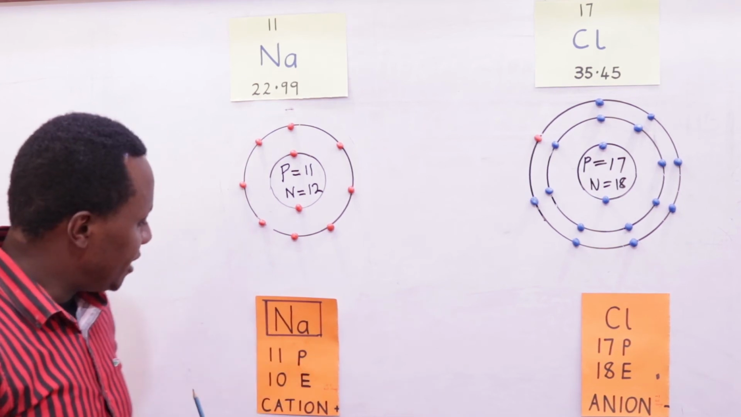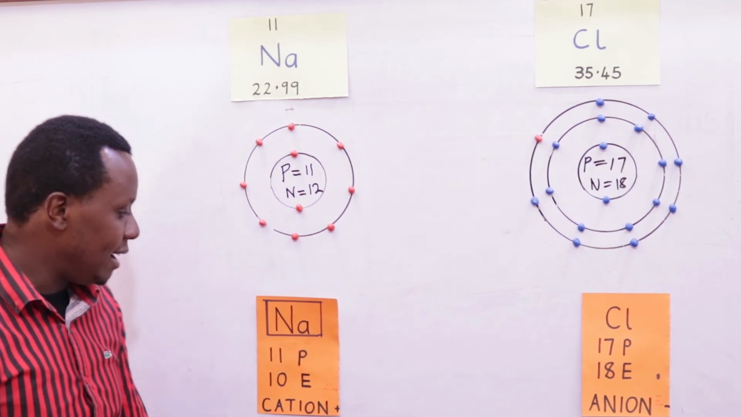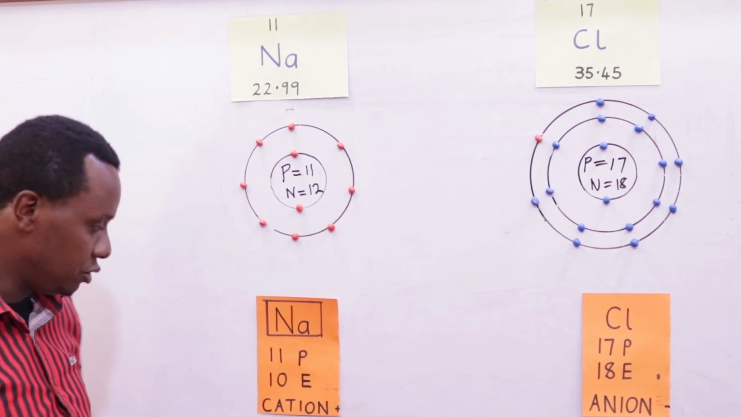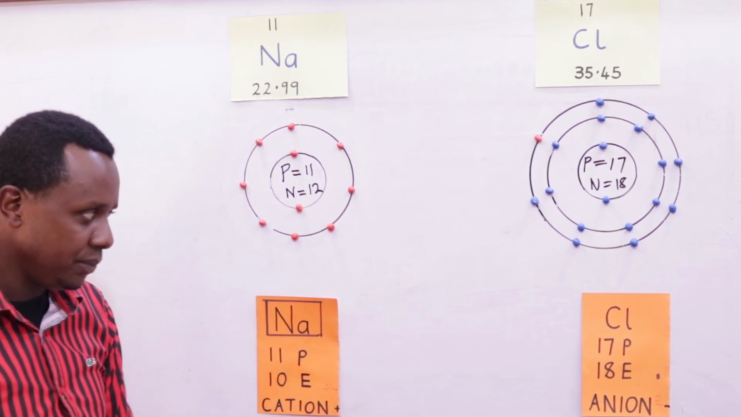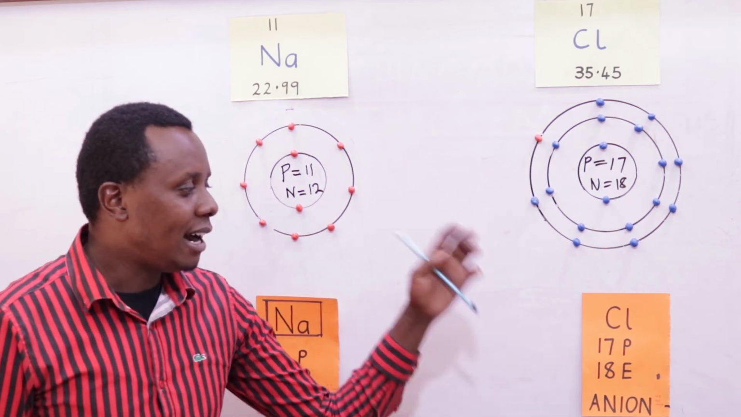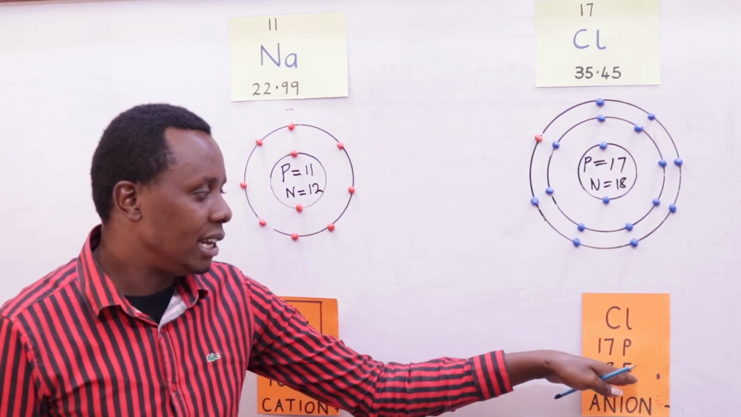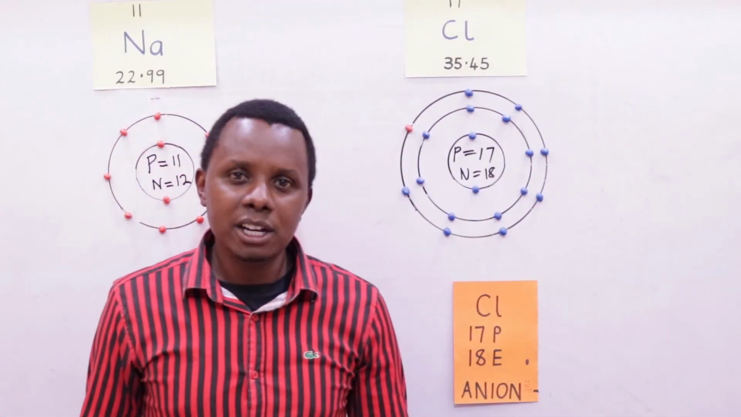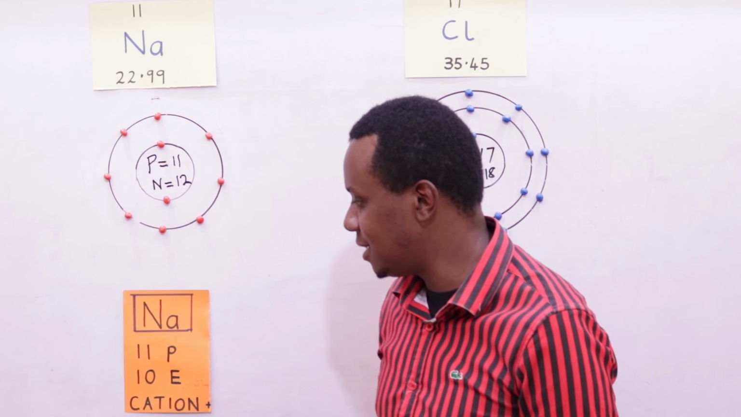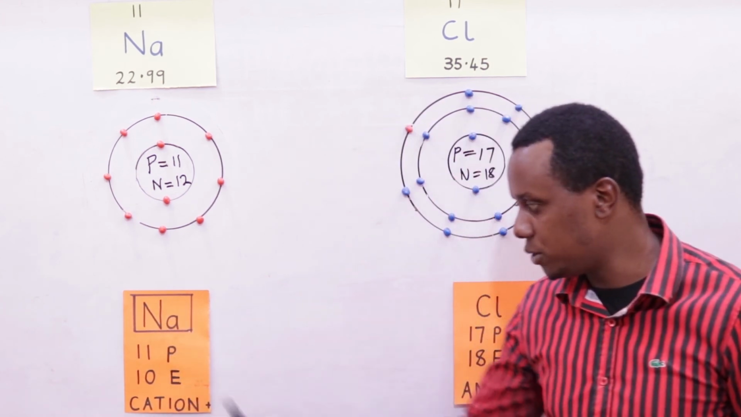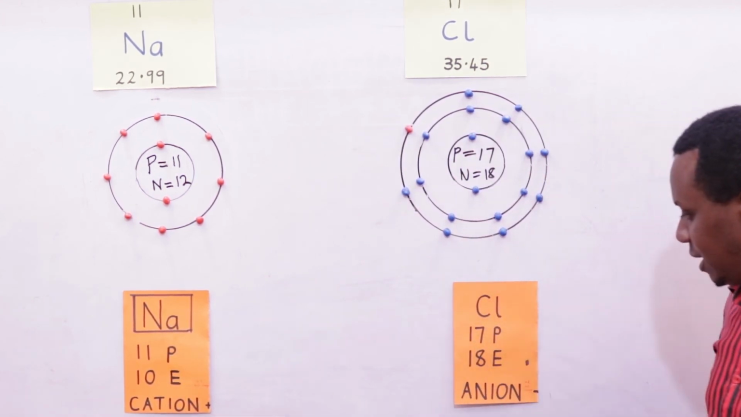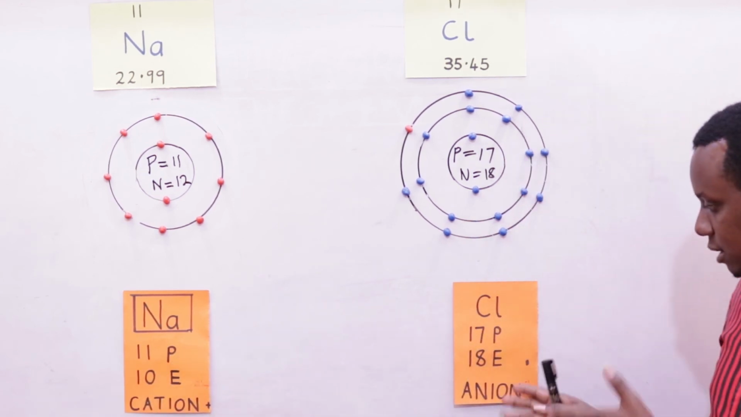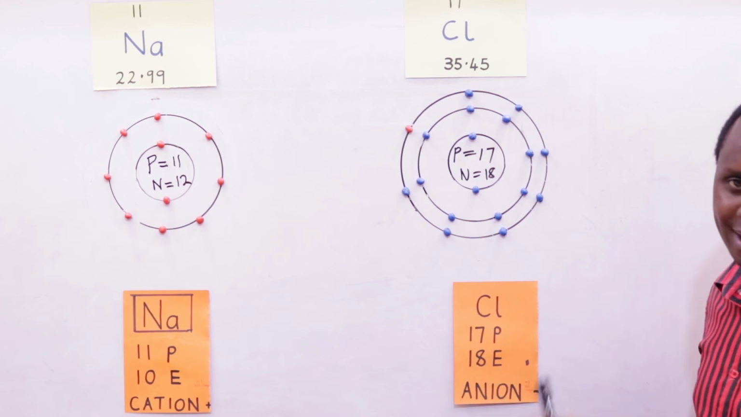Remember that any time we have a positively charged ion, because it has more protons than electrons, we call it a cation. And anytime you have an ion that has more electrons than protons, you call it an anion. That is exactly what has happened here, because sodium has become positive and chlorine has become negative. The positive sodium is a cation and the negative chlorine is an anion.